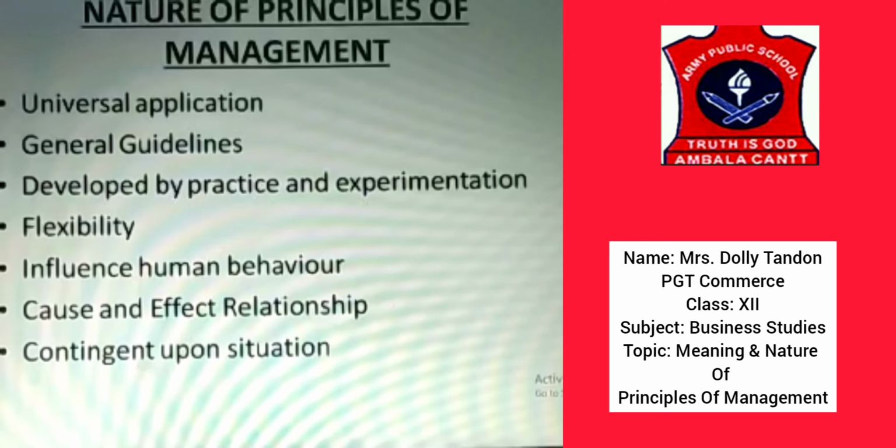The next point is influence human behavior. The principles are meant for influencing the behavior of human being and getting higher performance from them. They guide them to respond under different situations. For example, principle of division of work helps the manager to regulate their behavior.